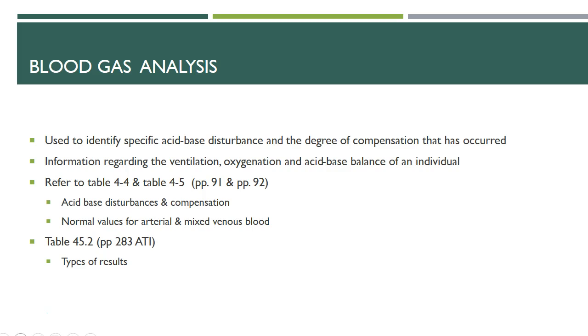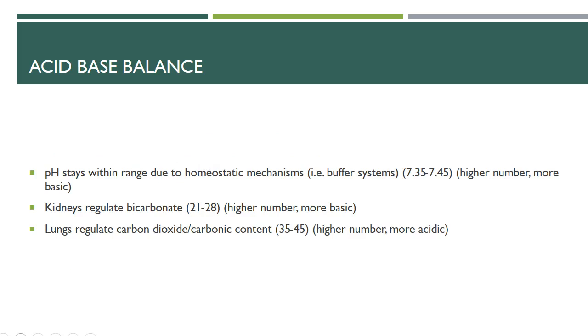We need to refer to Table 4-4 and Table 4-5 in the book. It's page 91 and page 92. And they just talk about the acid-base disturbances and compensation and the normal values for arterial and mixed venous blood. And then Table 45.2 in your ATI book on page 283 talks about the types of results.